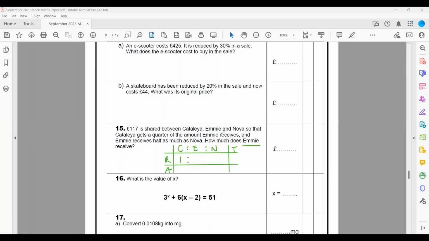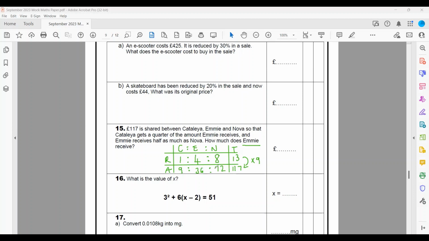She gets a quarter of the amount that Emmy receives, so Emmy would get 4 times more, so she gets 4. And Emmy receives half as much as Nova, so 4 is half of 8, so Nova's ratio share would be 8. And when we add all those together, they come to 13. The amount we're sharing is 117, and 13 will go into 117 9 times, so we're timesing by 9. So we can now times the ratios by 9. So 1 times 9 is 9, 4 times 9 is 36, and 8 times 9 is 72. And when we add those together, they come to 117.